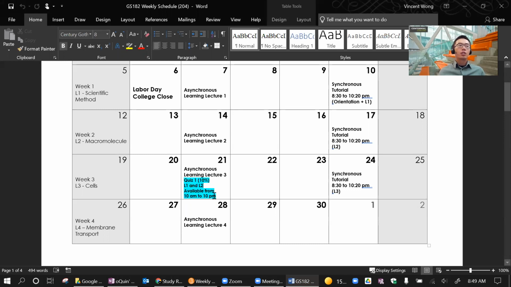Typically the quiz or the test will be available from 10 a.m. to 10 p.m. So you log on to eCentennial and access the quiz during that time frame. Once you start, the timer cannot be stopped. Even if your computer crashes, or you close your browser, the timer will keep going. So it's a good idea to find a quiet place where you won't be disturbed.